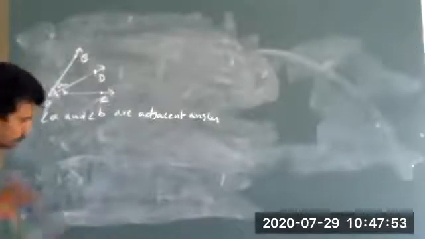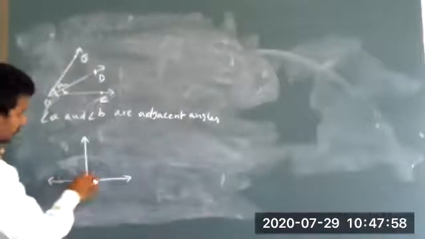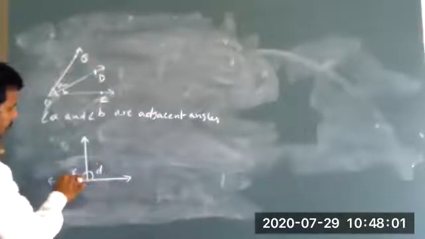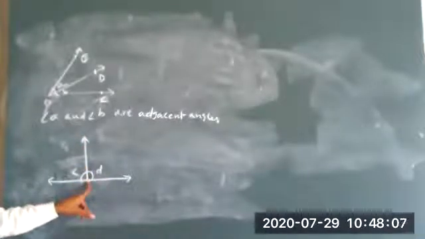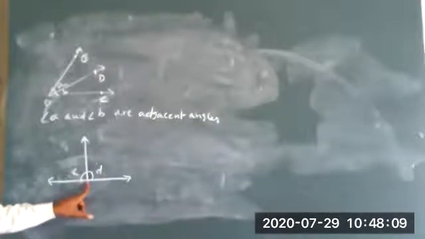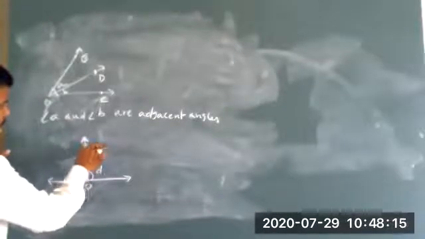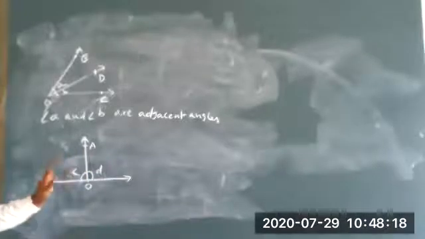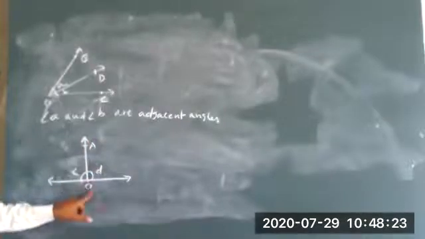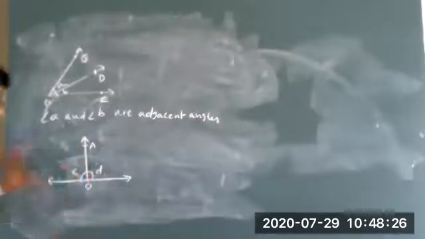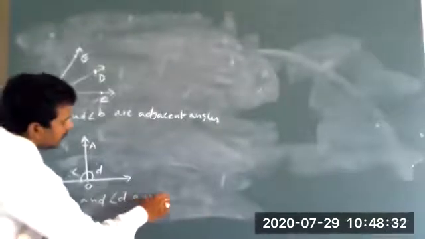Now the second one, they given like this, C and D. So angle C and angle D are adjacent angles. Why? Because this is the common arm and this is the common vertex. For example, they given O. So OA is the common arm, and O is the common vertex. So angle C and angle D are adjacent angles.